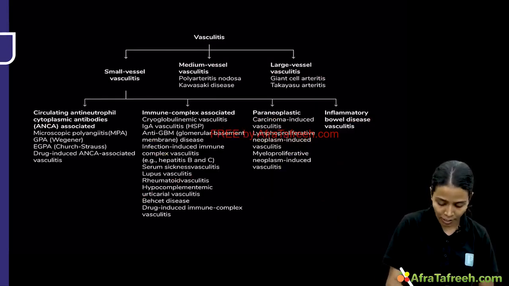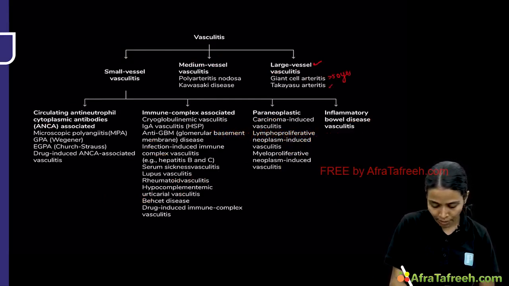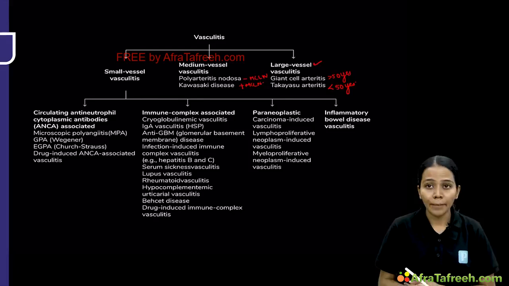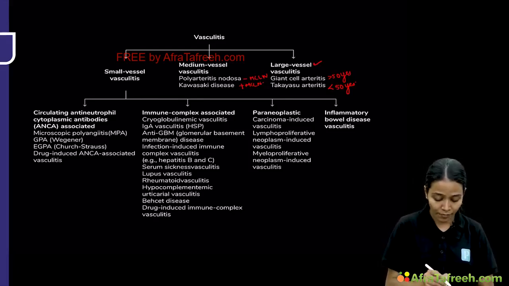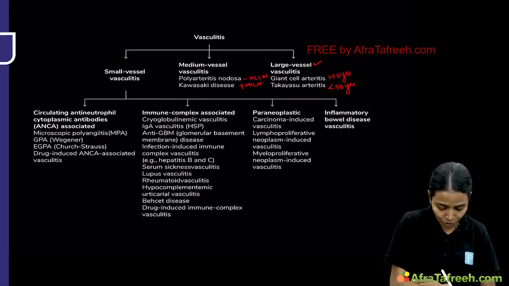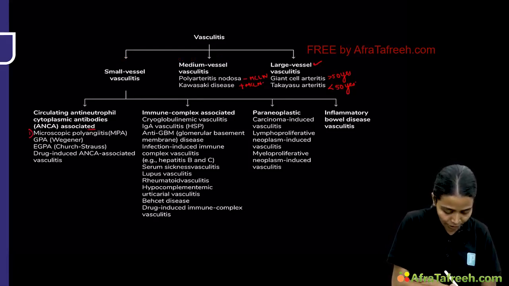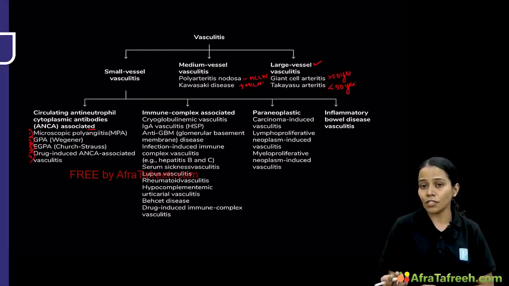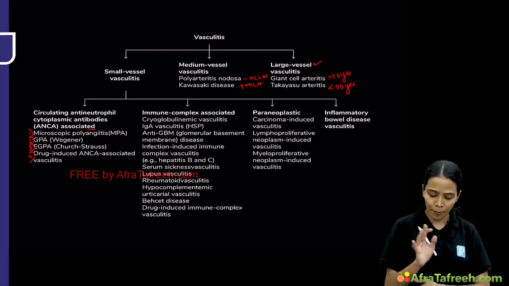Again, here you are seeing large vessel vasculitis, giant cell arteritis, which is more than 50 years, Takayasu's arteritis, which is less than 50 years. Medium vessel, polyarteritis nodosa, has no mucocutaneous lymph node involvement. Kawasaki has mucocutaneous lymph node involvement. Then coming to the small vessel vasculitis, it is circulating ANCA associated, which is microscopic polyangiitis, GPA, EGPA. There is another class which is drug induced. I'll come to it, in which a drug induces vasculitis, and in those patients ANCA will be positive.